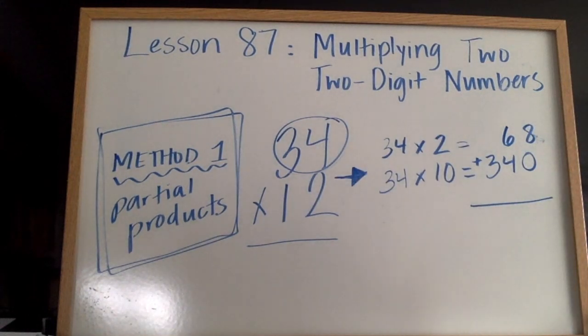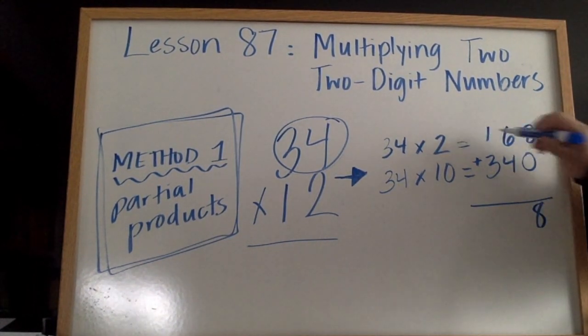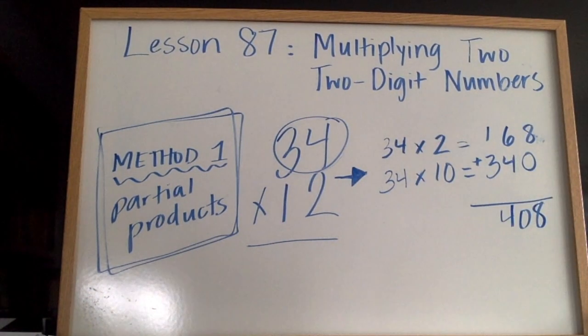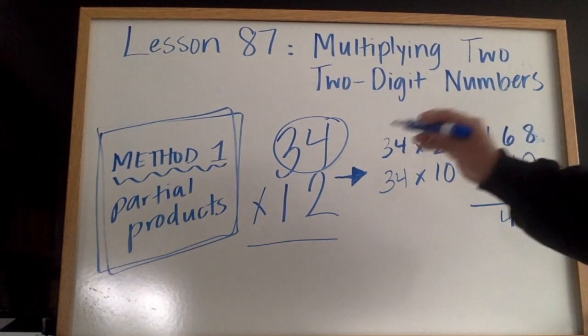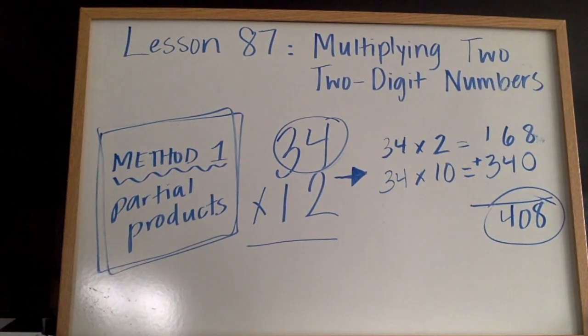There we go. 8 plus 0 is 8. 6 plus 4 is 10. Carry the 1. 1 plus 3 is 4. So 34 times 12 is 408. Now that's the first method. There's one more method I'm going to show you.